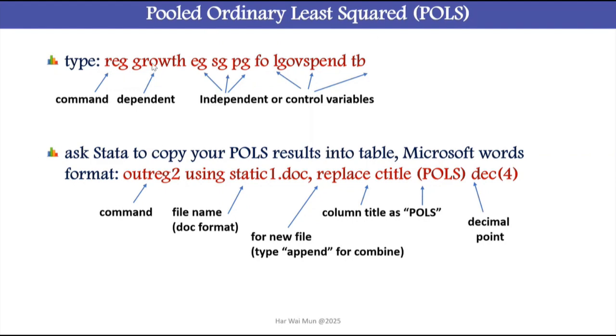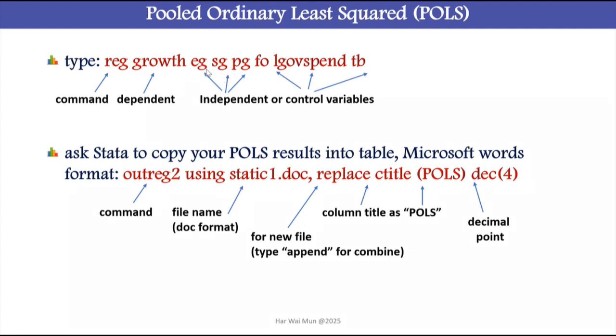So you type reg. The first variable will be your dependent variable, your y. As I mentioned before, if your model is y equal to x1, x2, x3, x4, then y is the dependent variable. So in this case, growth is your dependent variable. For example, maybe you want to see the determinants of growth, or how globalization can affect growth. So economic globalization, EG, SG and PG, are your independent variables. This is also sometimes called the variable of interest.